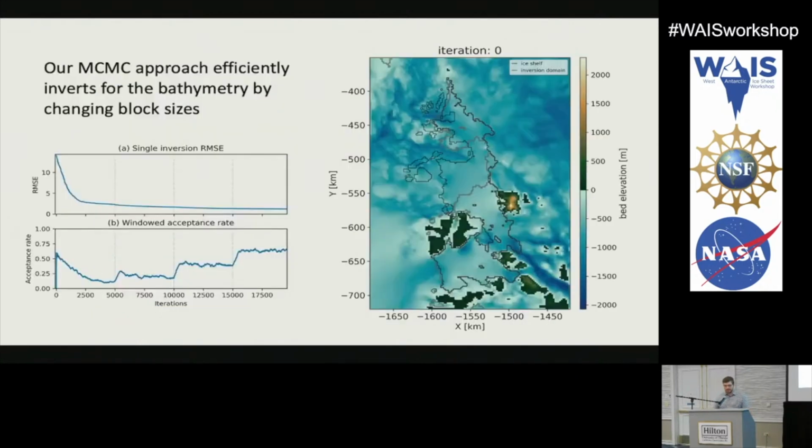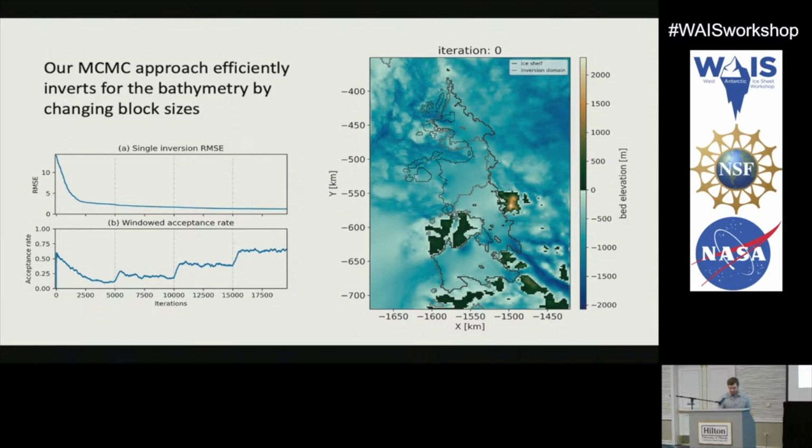So using this method, we're able to really efficiently solve these inverse problems, which is really important because we're trying to do this many times with many different simulations of the Bouguer anomaly. So this first panel, this is what the reduction in the RMSE looks like. And each inversion only takes between 3 and 5 minutes, so it's quite efficient. And this is what the acceptance rate looks like.